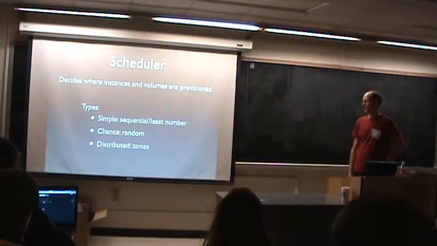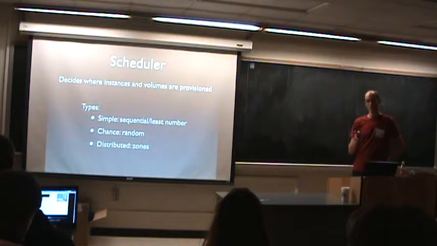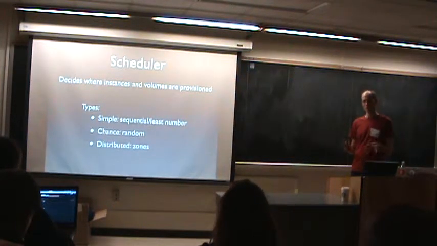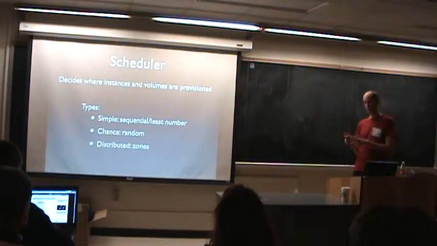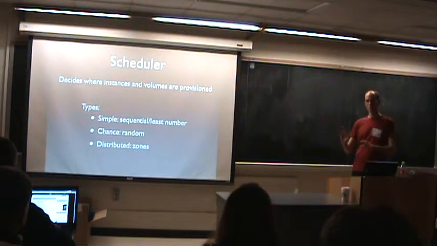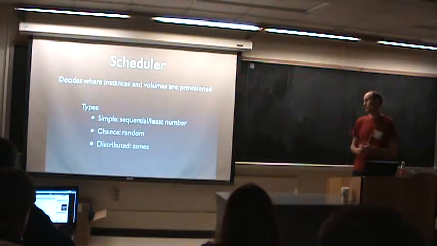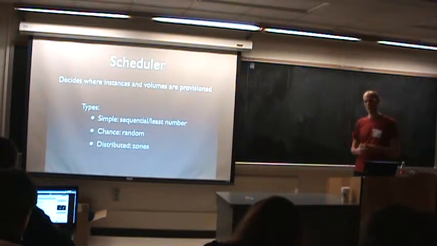Another one of the services in OpenStack that's very interesting is the scheduler, and that is what decides where things are going to get provisioned. So you've got all these hypervisors, and you want to decide where the instances are going to go. Like a lot of things in OpenStack, this is pluggable. You could write your own scheduler if you had some algorithm that you really liked, as far as filling up nodes first or spreading things out better. Some of the ones that are in there by default: there's a simple scheduler, a chance scheduler that just does things randomly, and a distributed scheduler which does things based on zones in OpenStack. I have another slide where we can talk about what zones are.